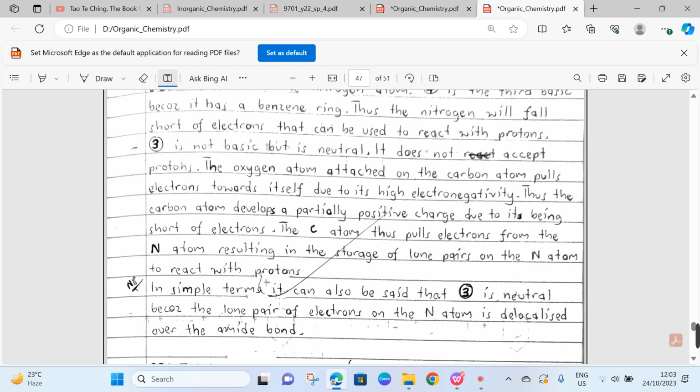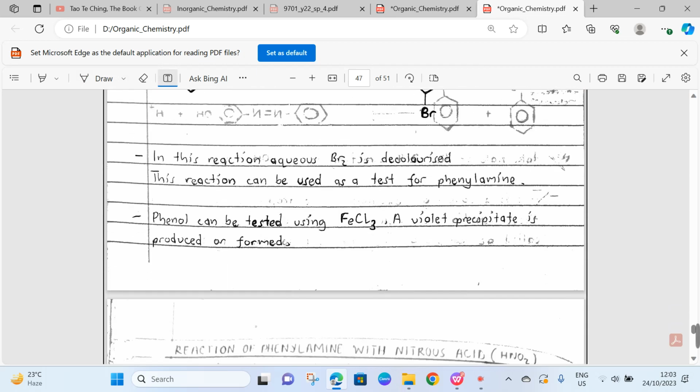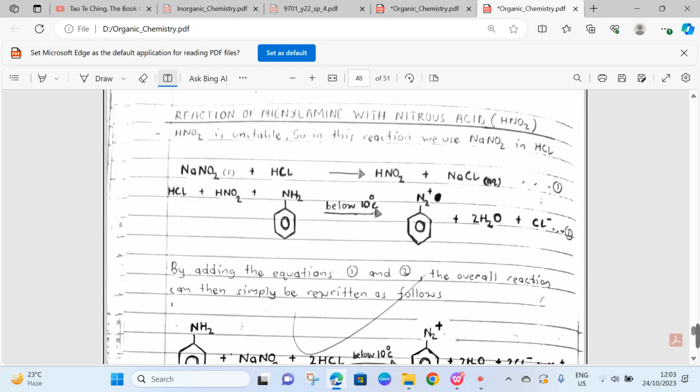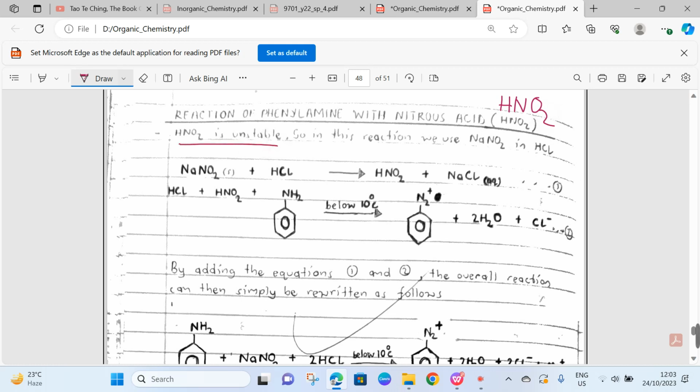This was just the previous page we were talking about, reproduced. The next topic that we're covering is the reactions of phenylamine with nitrous acid. Nitrous acid is HNO2. Nitrous acid is unstable. So in this reaction, we use sodium nitrite and HCl. Like in reaction 1, you add HCl to sodium nitrite, and you produce your unstable nitrous acid plus sodium chloride.